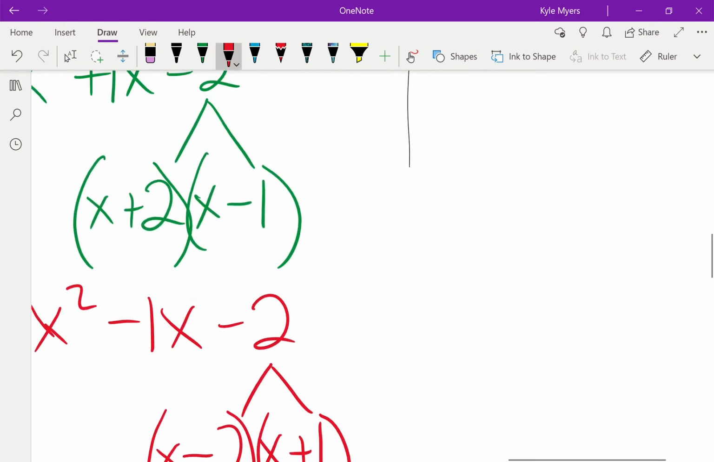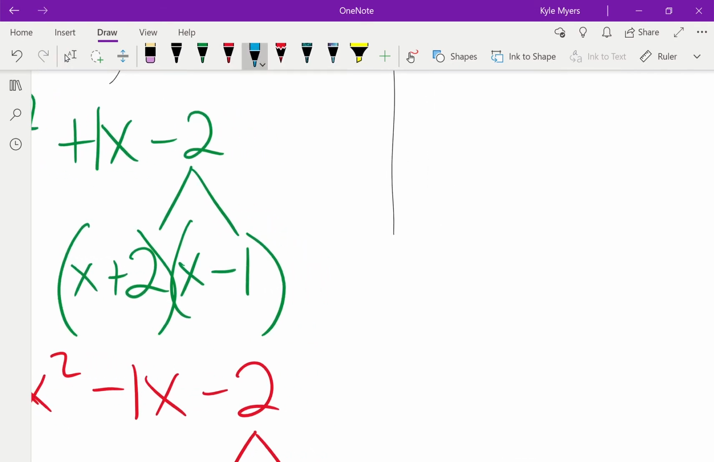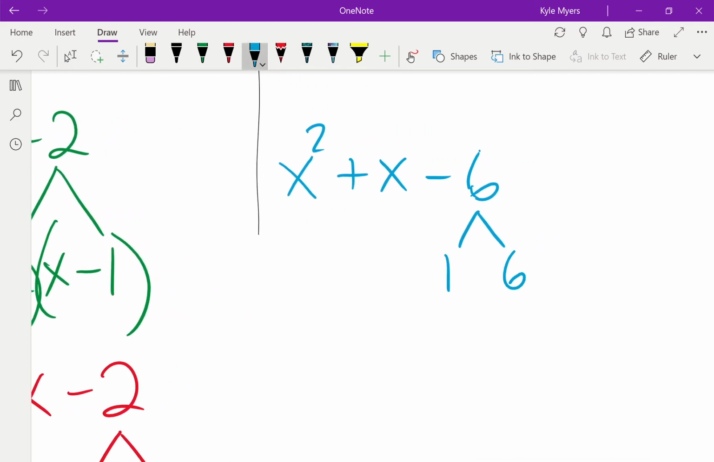All right, let's look at the next one then. We're almost done. x squared plus x minus 6. Well, this time there's not just one set of things to multiply to give 6. 1 times 6 is 6, right? But if I make one of these negative because I have to, that's not going to give me 1 when I subtract, is it? Negative 1 plus 6, that's going to give me 5. So that's not going to work.